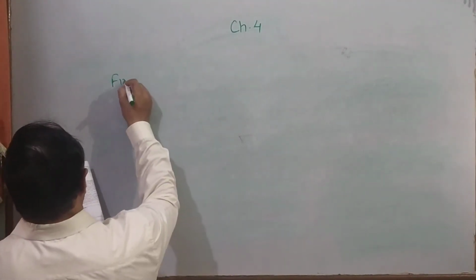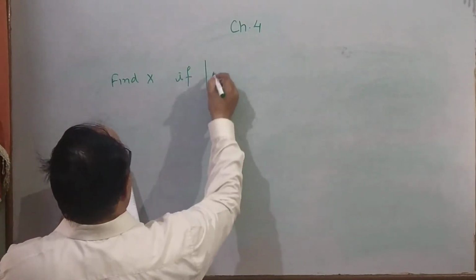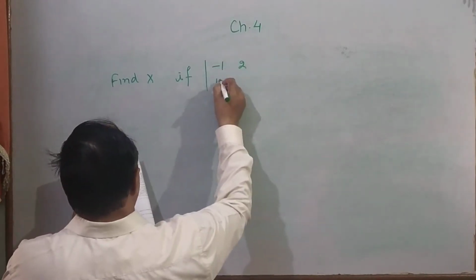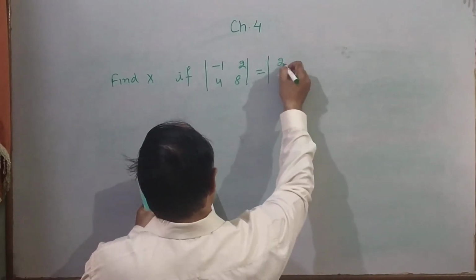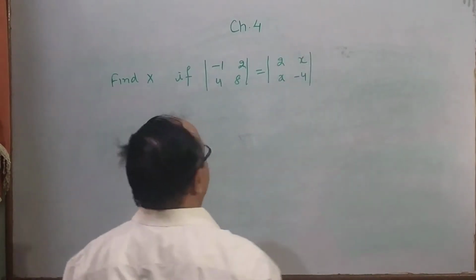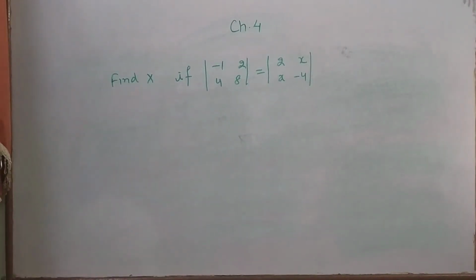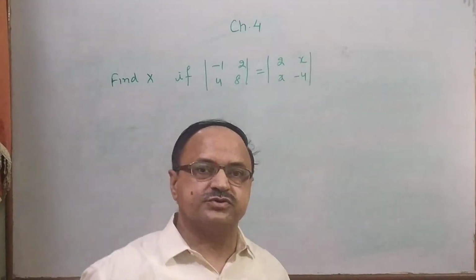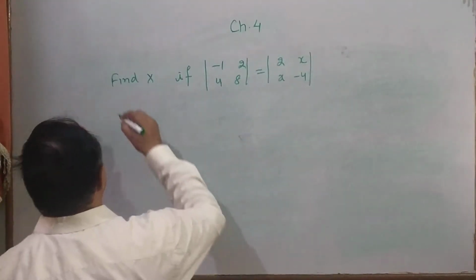find x if modulus of [-1, 2; 4, 8] is equal to determinant of [2x, x; minus 4]. Find the value of x. How can you solve this question? Just finding the determinant. Yes, question number 1.